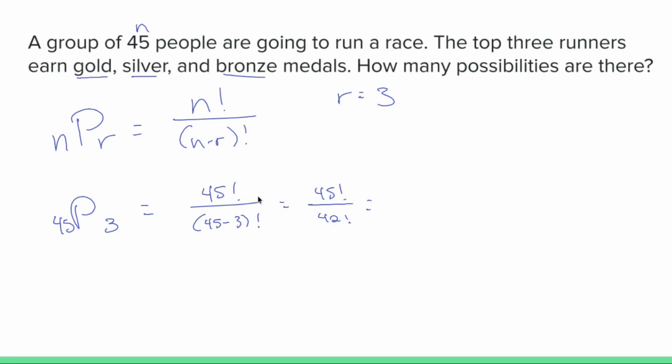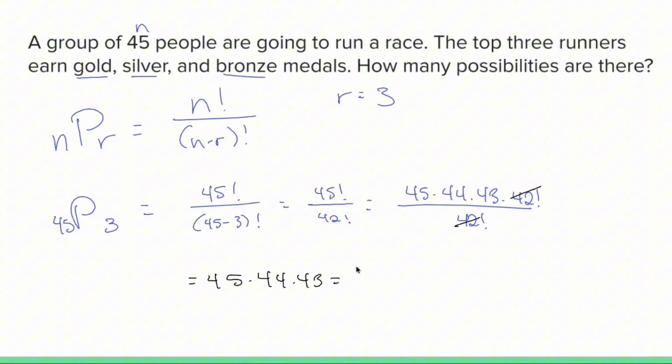Now, the last thing I want to do is write out 45 factorial. That's a lot, so I'm not going to do that. What I'm going to do is be smart. I'm going to say 45 times 44 times 43, look at the bottom, times 42 factorial over 42 factorial, with the 42 factorials canceling each other out. So I'm left with 45 times 44 times 43, which happens to be 85,140. So lots of options, lots of possibilities. But those are my answers. I'm done.